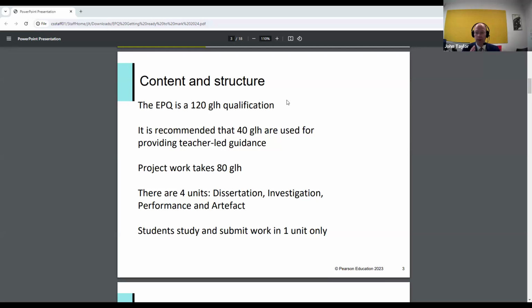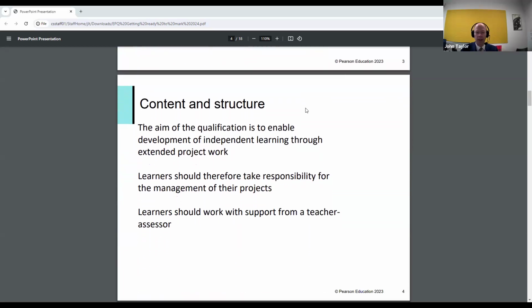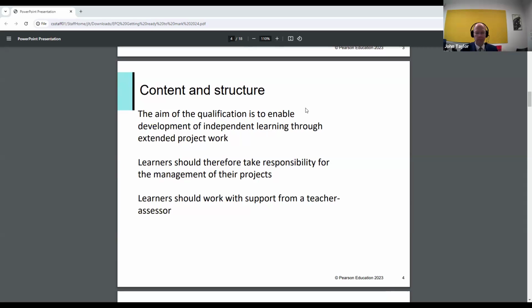One change that's quite recent is that we've broken the specification out into the different units. So if you search up the Pearson EPQ specification and scroll through a few pages, you'll get hyperlinks to a miniature specification for the dissertation unit, one for the investigation, one for performance, and one for artifact. And I think that's going to be very helpful to you and to learners in understanding the requirements of each.